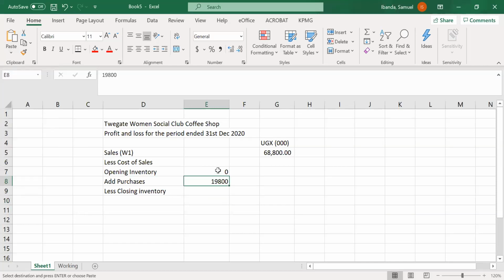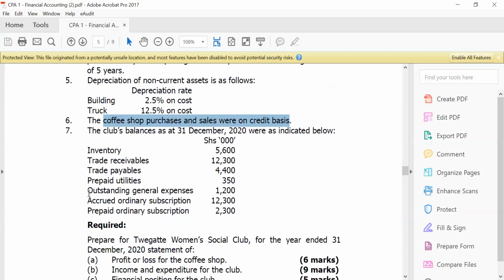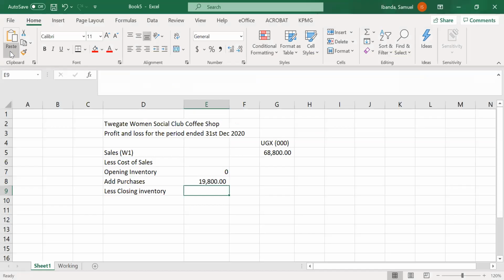Remember I said opening inventory, add the purchases. Then I'm now going to less closing inventory. Closing inventory, was that given? I'll look through my balances. So closing inventory, when you come here, inventory as at 31st December is closing inventory. So this is closing inventory, which is 5,600. So I'll just pick the 5,600 and take it to my question.